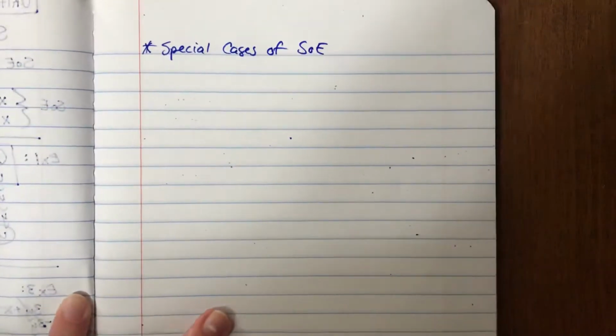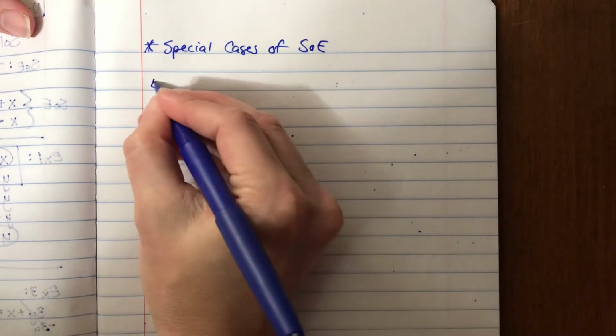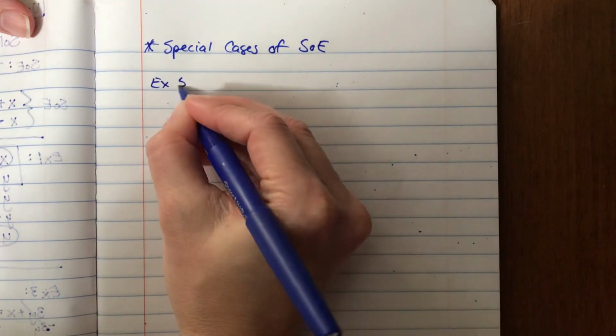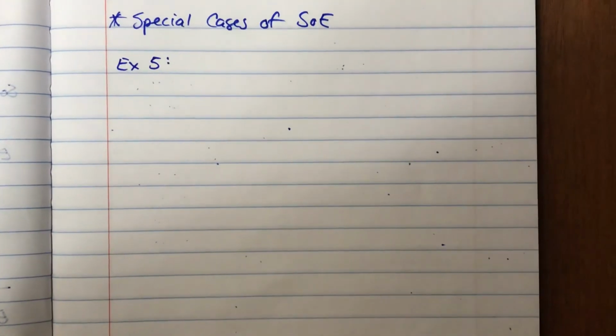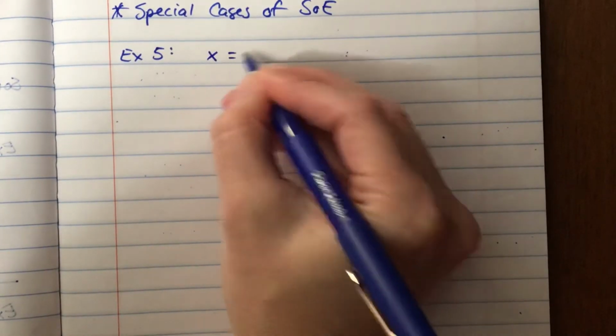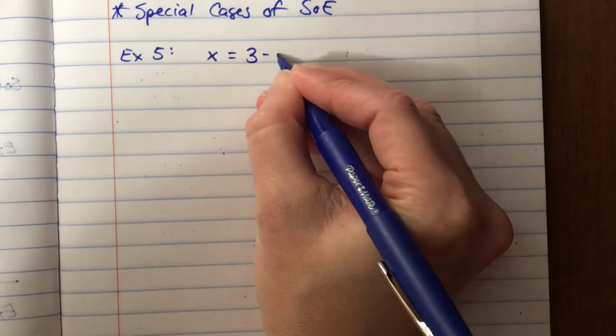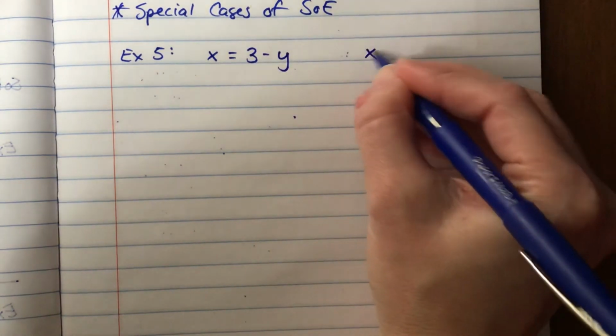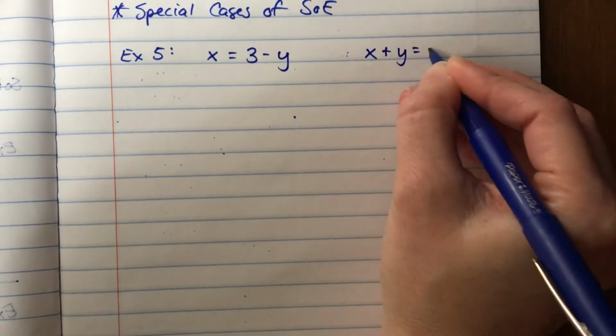And so just real quick, we're going to look at 2 examples. So this is example number 5. And I'm just going to stack them on top of each other. So x is equal to 3y, and then x plus y is equal to 7.